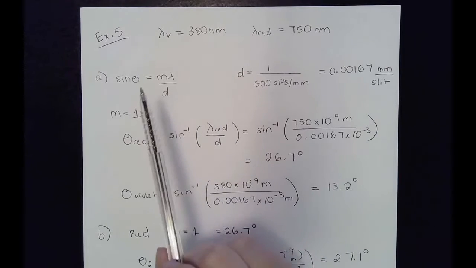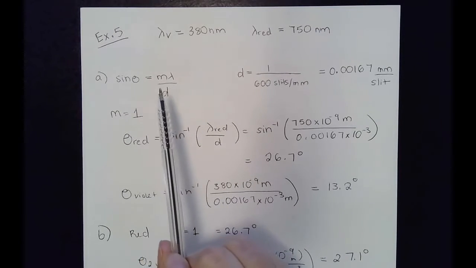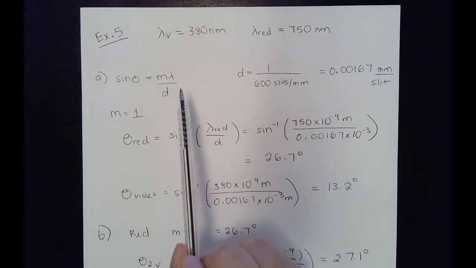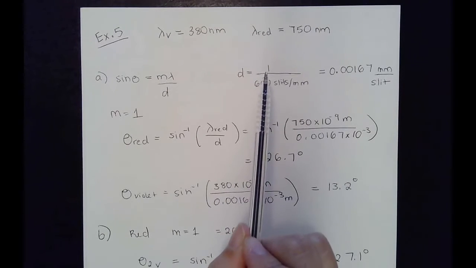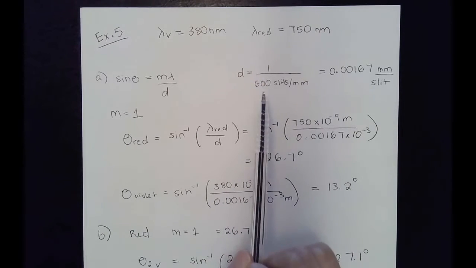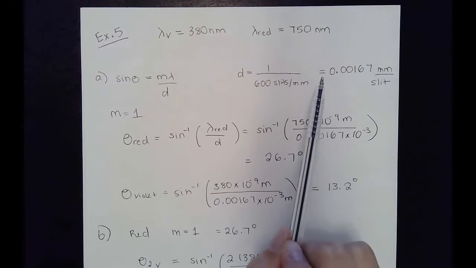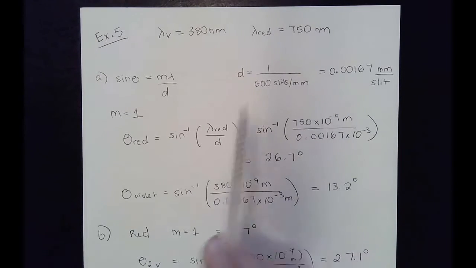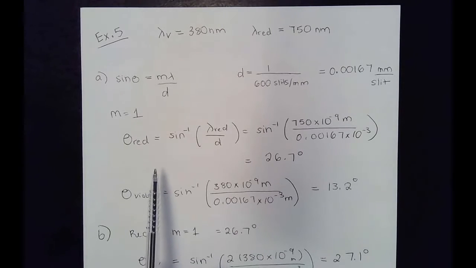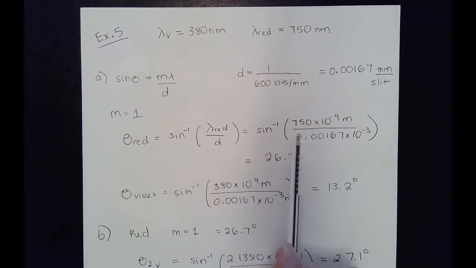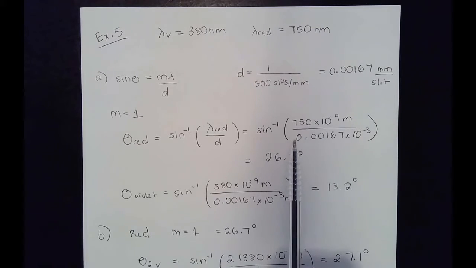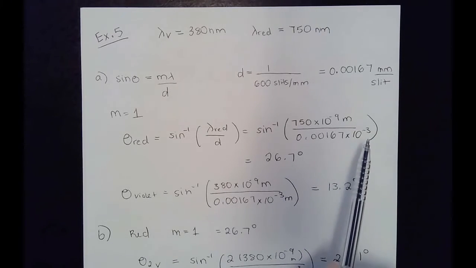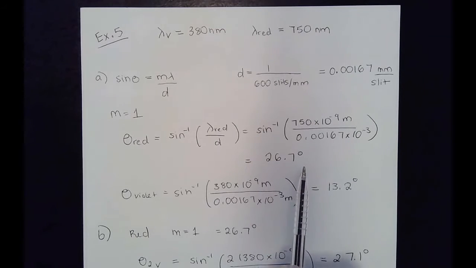Okay, so I have the two wavelengths, and then I have the equation we want, sine theta equals m lambda over d, and we can find the slit spacing here by taking, since we have 600 slits per millimeter, if we invert that, we get the millimeters per slit, which is 0.00167. So finding m equals 1, the first order angle for each color, we have red will be sine inverse lambda over d, so sine inverse 750 times 10 to the negative 9 meters over 0.00167 times 10 to the negative 3, which gives 26.7 degrees.